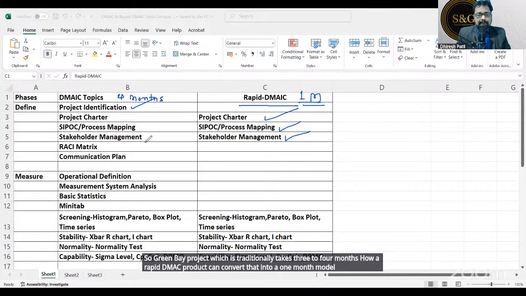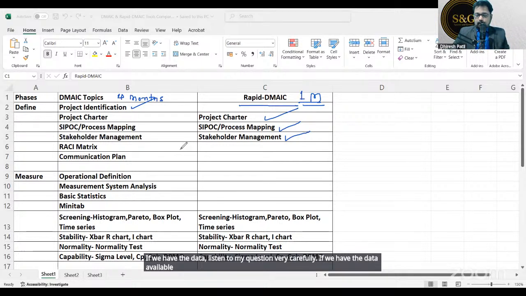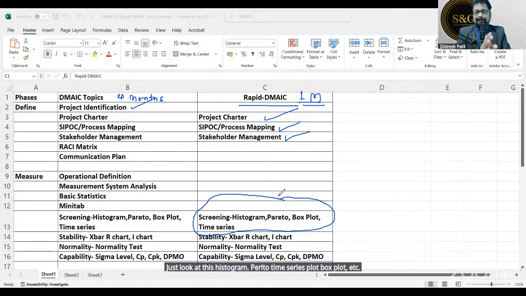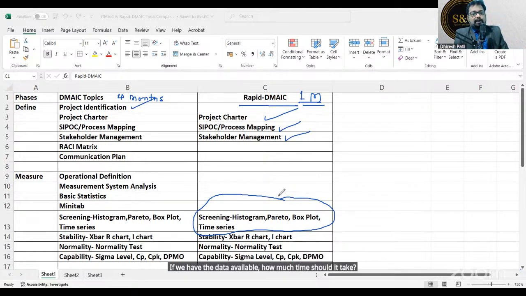Okay. Now let me ask you one question. This is a very interesting question. Listen to my question very carefully. If we have the data available, how much time do we require to do a histogram? Just look at this: histogram, Pareto, time series plot, box plot, etc. How much time should it take? Type in the chat box. If we have the data available, how much time should it take? Type in the chat box, everybody.